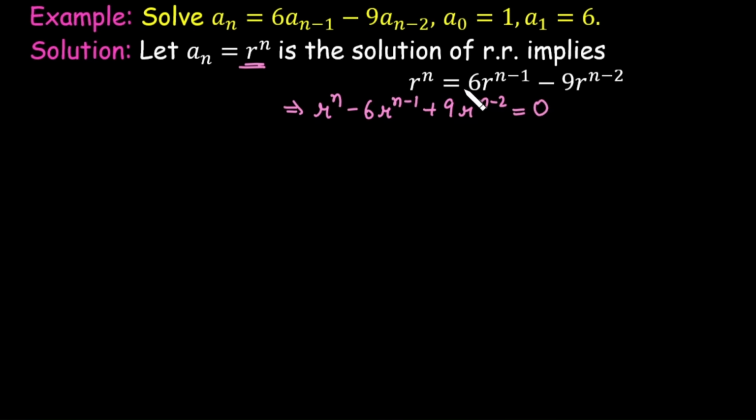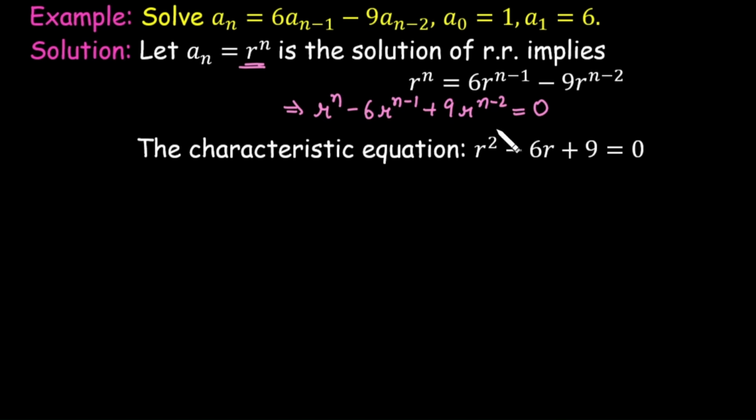From here, we can write the characteristic equation. Degree of this recurrence relation is 2. It means in place of this, we can write r square, and then power is reduced by 1, so we have r, and again reduced by 1, that is simply a constant. So it is r square minus 6r plus 9 is equal to 0. This is the characteristic equation we are getting from this recurrence relation. Now write the characteristic roots. Characteristic roots in this case are 3 and 3. In this case, we are getting real and equal roots.